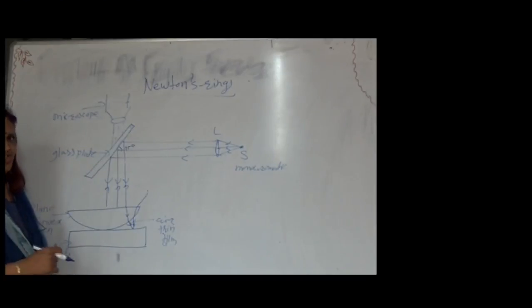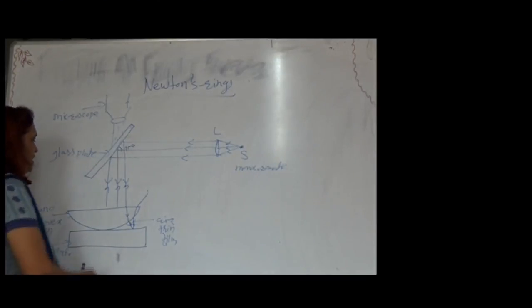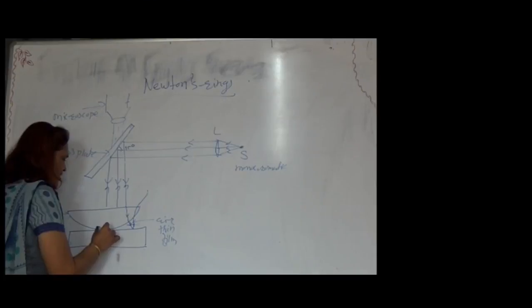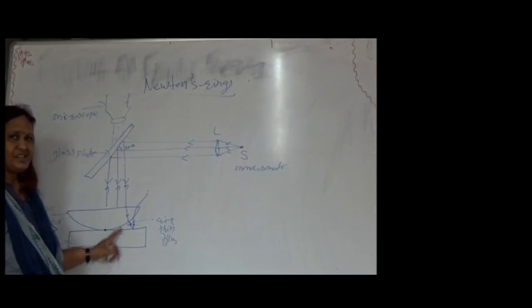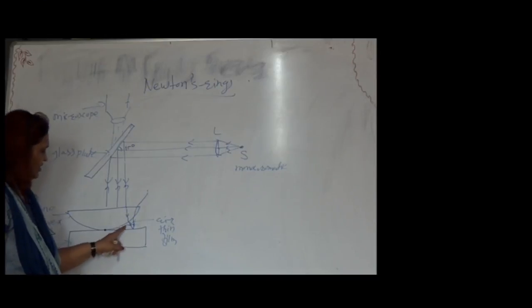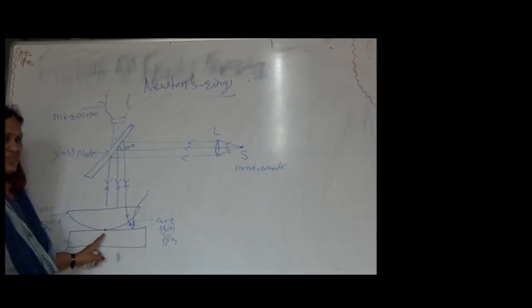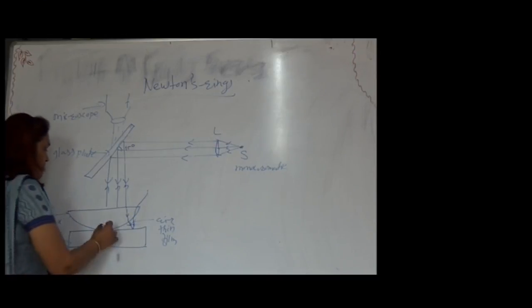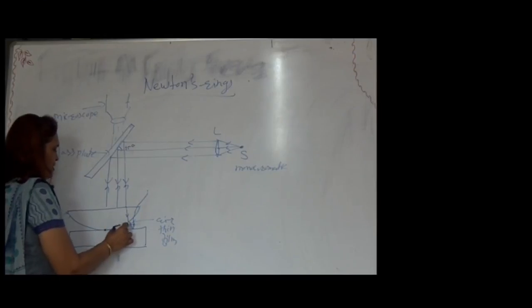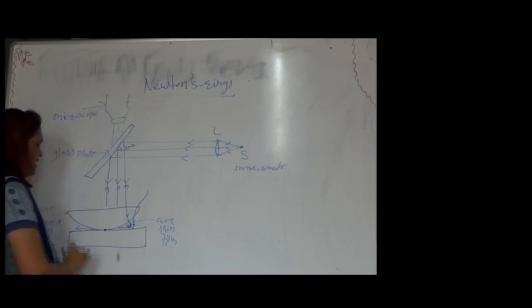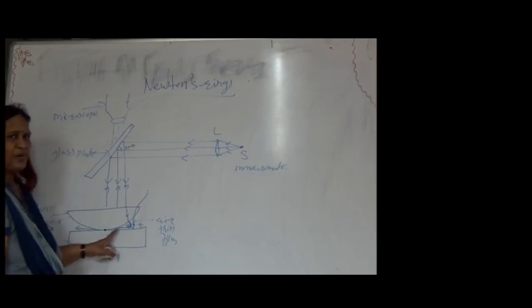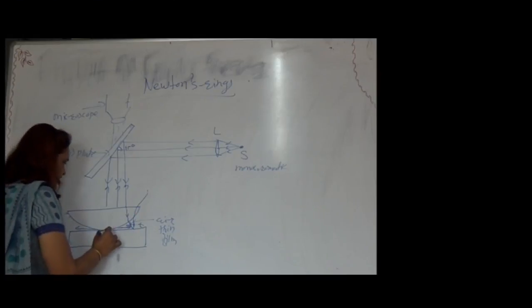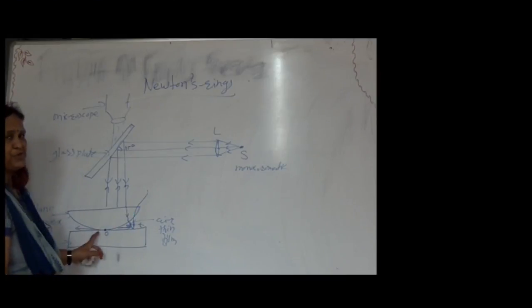The interference pattern is obtained around the point of contact between the plano-convex lens and the plane glass plate, because there is a formation of a thin film from the point of contact. The air film goes on increasing from the point of contact to the left hand side as well as the right hand side. The thickness increases from the point of contact. At the point of contact, the thickness is zero.